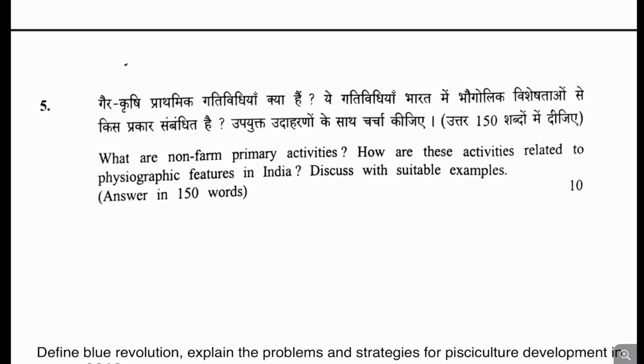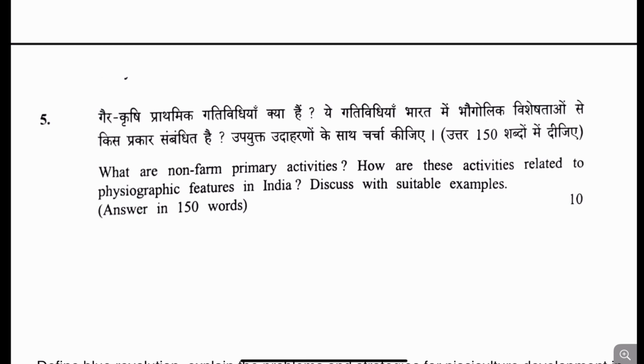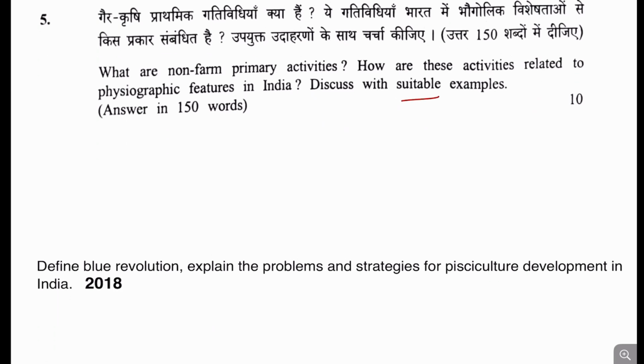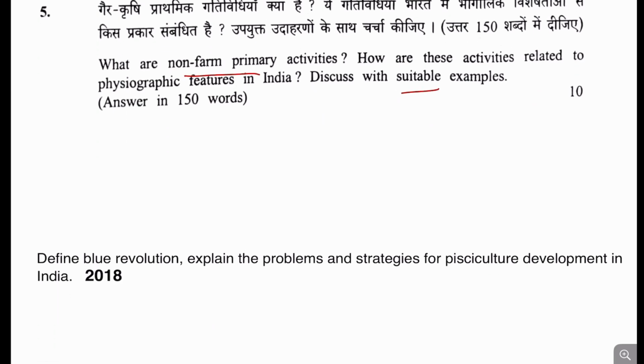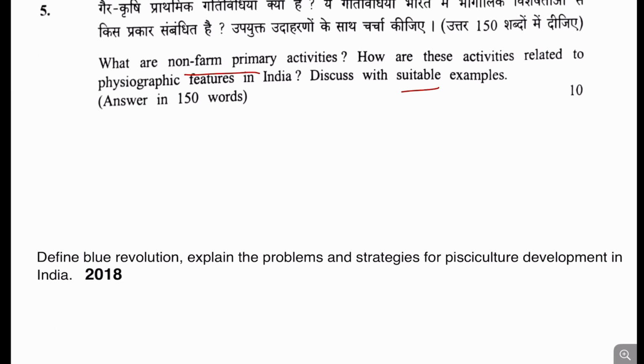What are the non-farm primary activities, and how are these activities related to the physiographic features in India? Discuss with suitable examples. So non-farm activities have been asked by the UPSC, and if you see previously also in 2018, a question about the blue revolution and pisciculture development, etc. was asked. So pisciculture development is also a non-farm activity, but also a primary activity, right? So what you need to focus upon is the primary activities only, right?